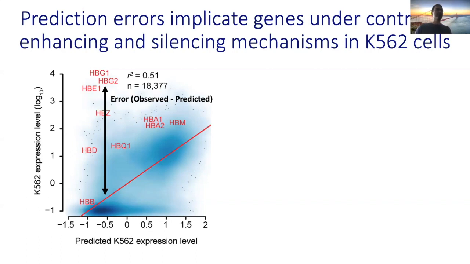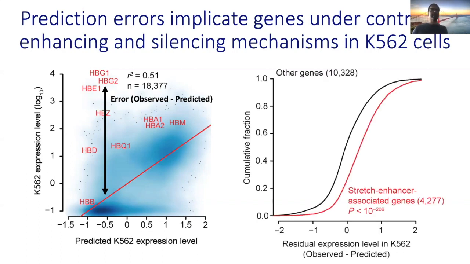predictions. These errors are basically just residuals, and it's simply the difference between the observed and predicted value. And I'm plotting those errors here on the x-axis, that residual expression level. And I plotted that for a group of all of the genes in the genome. So shown in black are most genes, about 10,000 of them.